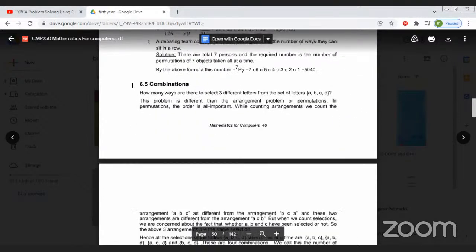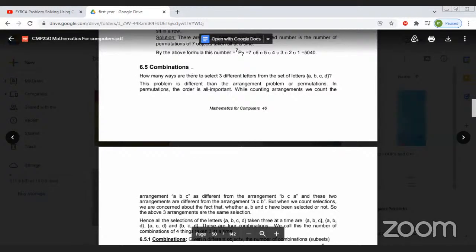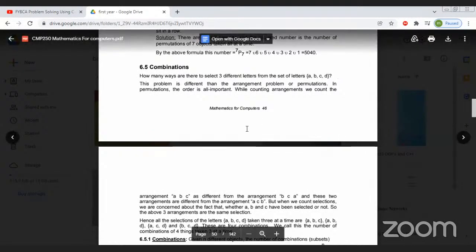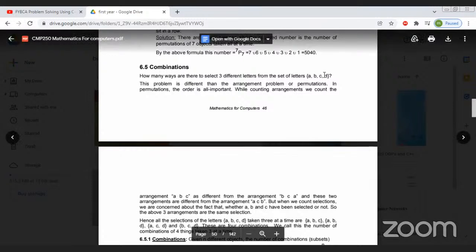Now let's talk about combination. Combination means what? Selection. Let's see. How many ways are there to select 3 different letters from the set of letters A, B, C, D? Now see, you just need to select. They are not saying A should be placed at first position. So you can either take ABC, you can take BCA.